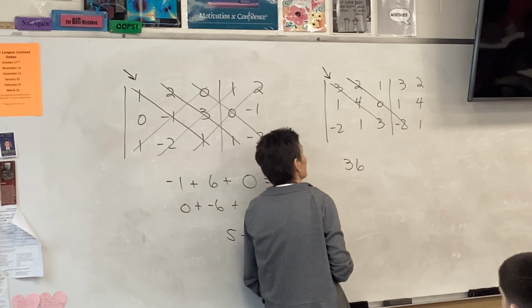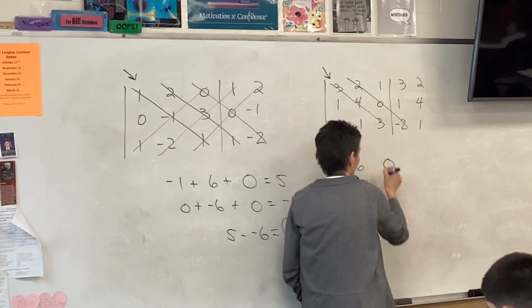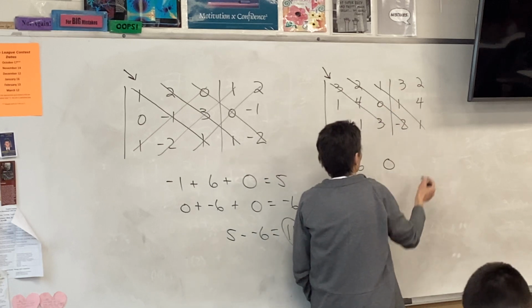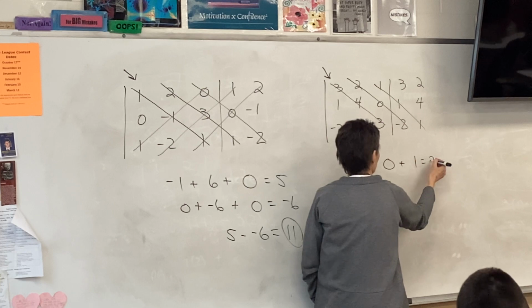What do we get? Guys, there's a 0 in there. 0. You're always going to get 0 if you're multiplying by 0. And then what do you get here? 1. So then we total that up and we have 37.